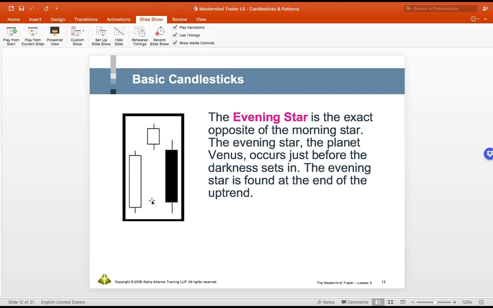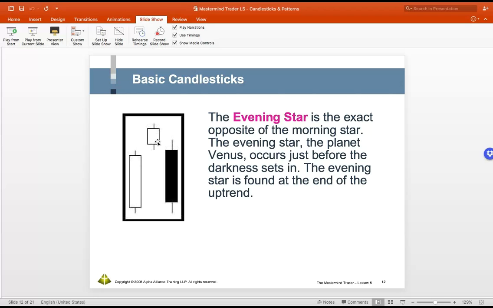Last one is what we call the evening star. Evening star is basically just the reverse. We have an up move here followed by a gap up and a bullish candle, and then subsequently it gaps down and then a bearish candle. So this is considered bearish, and this isolated candle over here is considered an evening star.